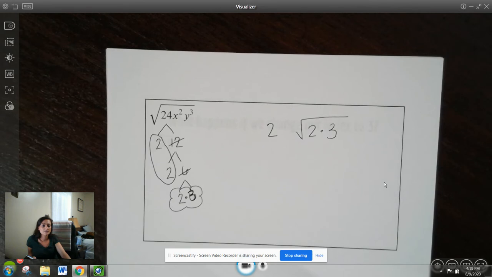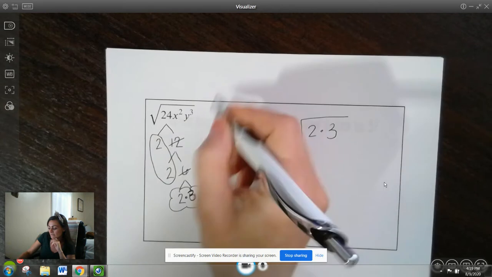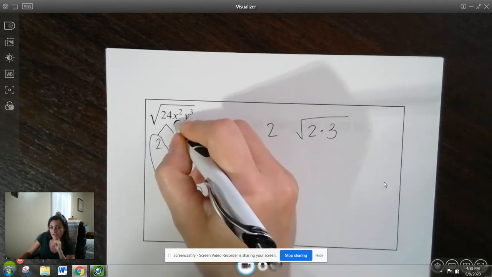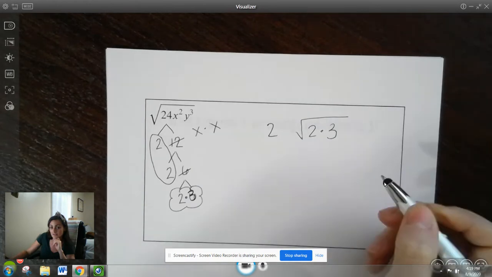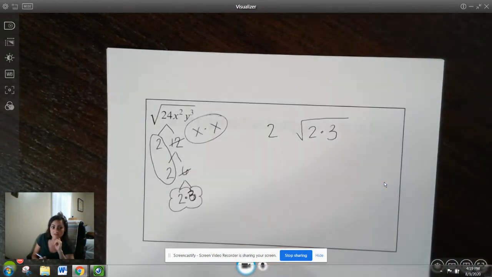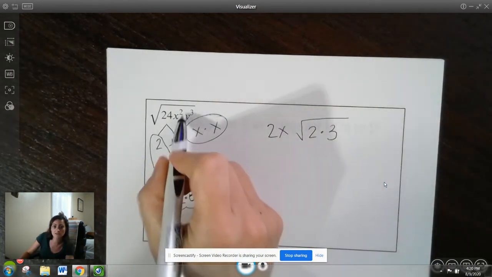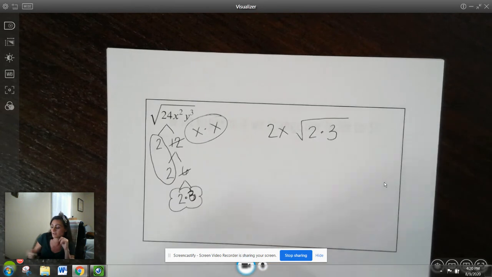and 2 on the outside because I had a pair of 2's so they could take a walk to the outside. Now for the x's, I've got x squared. I know that's x times x. That's a pair of x's right there. So they're going to go outside to show that this was a perfect square. I could take the square root of that. Boom, x. There we go.